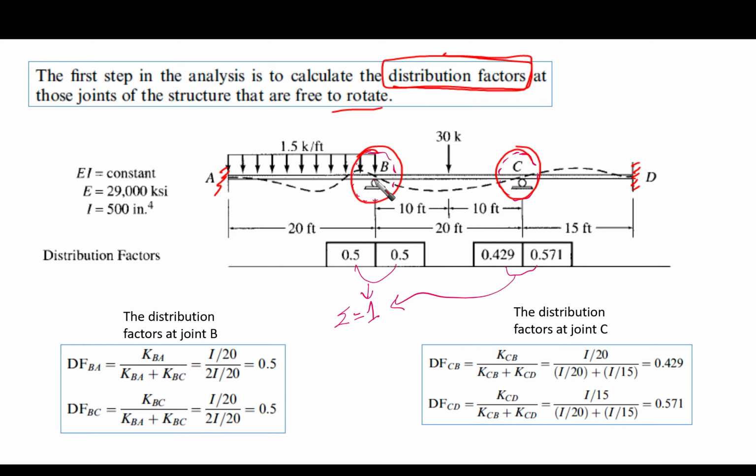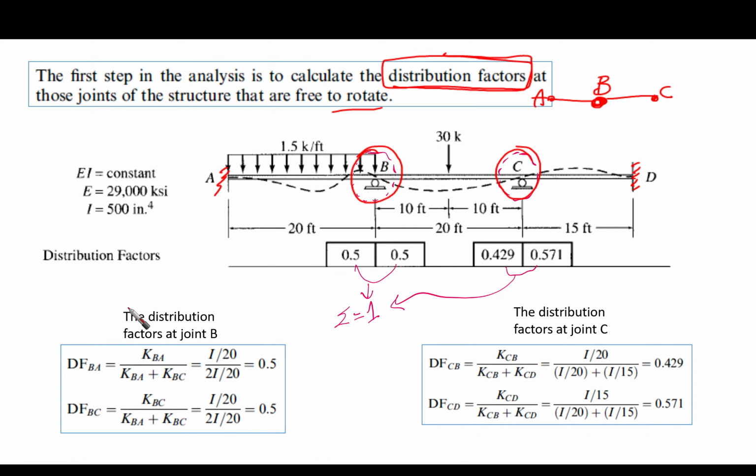So here we have joint B. There are two members framing into it, this member and this member. This one is BC and this one is BA. So for joint B we have two members, and each member should have its own distribution factor. So let's calculate the distribution factor for member BA and for member BC.